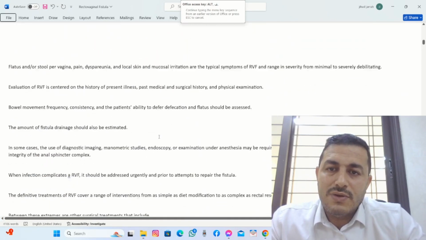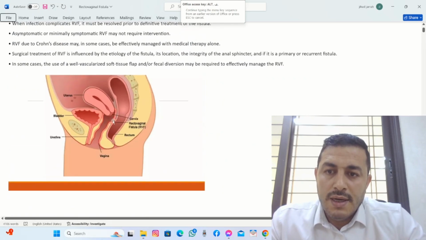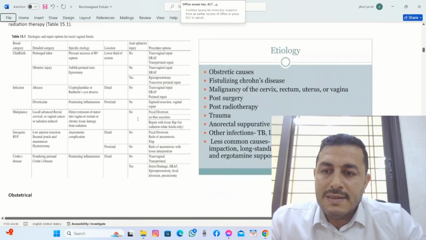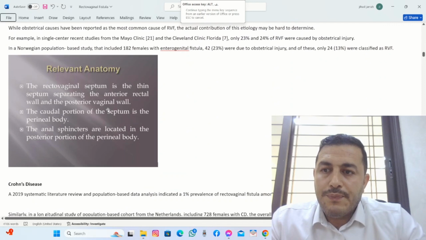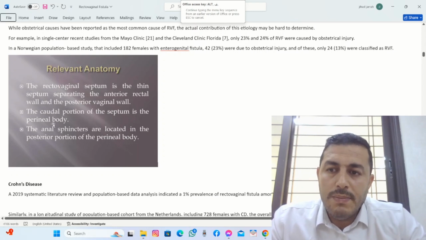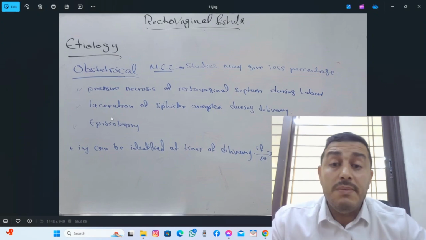Actually, it exists over here. I have no image now. As I said, this is not an anatomy lecture, but it is actually a thin septum separating the anterior rectal wall and the posterior vaginal wall. The caudal portion will be the perineal body, and it is anterior to the sphincters. What we can add regarding the obstetrical injury, that there are actually 2 or 3 mechanisms.